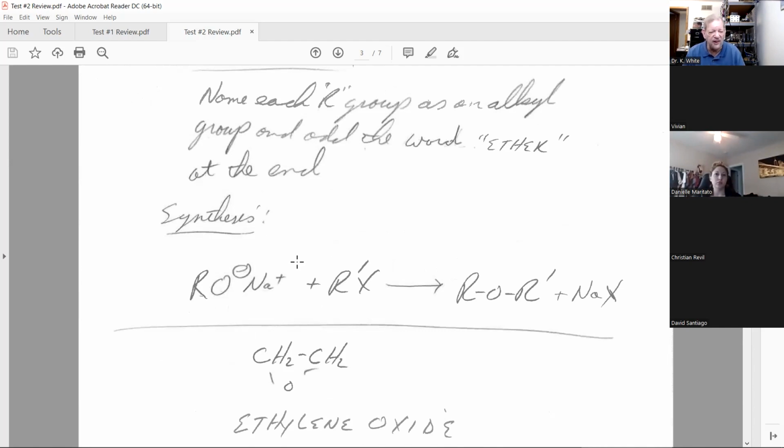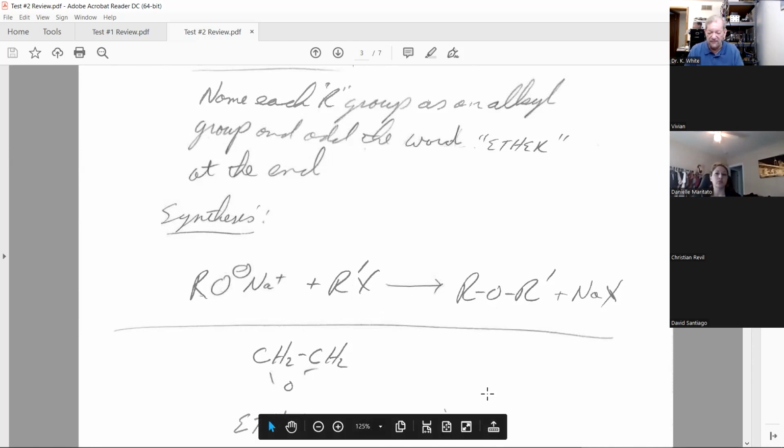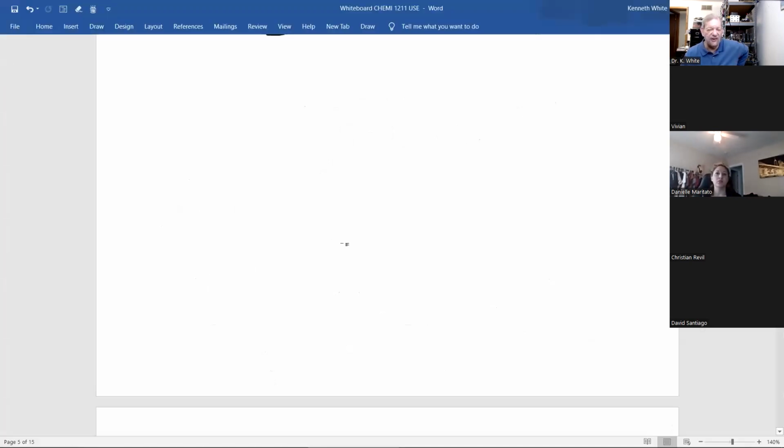Now, here's the Williamson ether synthesis reaction. Take an alkoxide and an alkyl halide, you form an ether plus salt. The carbon that the alkyl halide is bonded to becomes the carbon in the ether, in R prime, that the oxygen is bonded to. If you remember test number 2, I gave you a synthesis and I also gave you reactions.